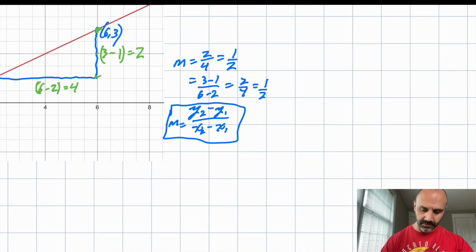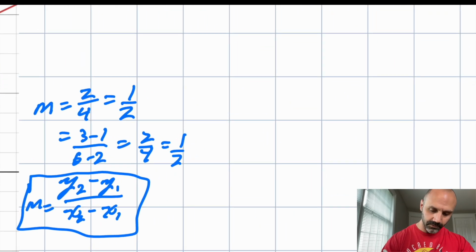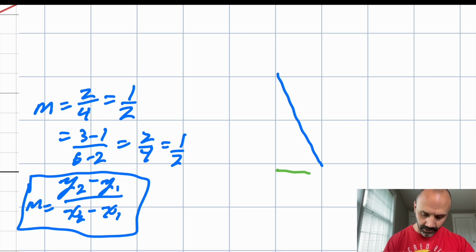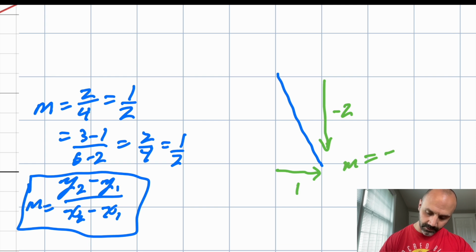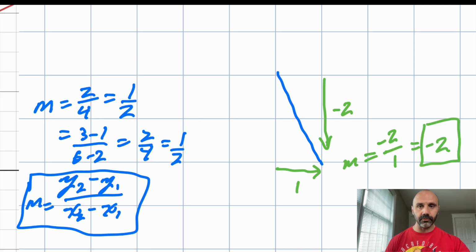And so what about something like a negative slope, right? If I have a line something like this, all this is telling me is that for every 1 unit I go over, I'm going down 2 units, negative 2. So this would give me a slope of negative 2 over 1. So this is just negative 2. Again, what is this saying? That for every 1 unit I go to the right, I'm going 2 units down.